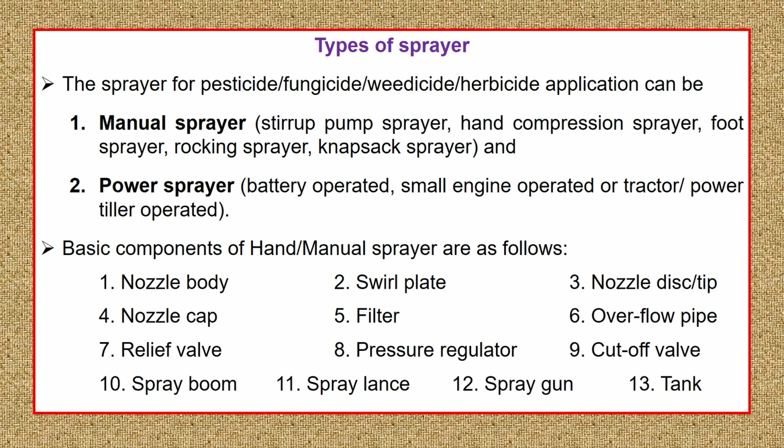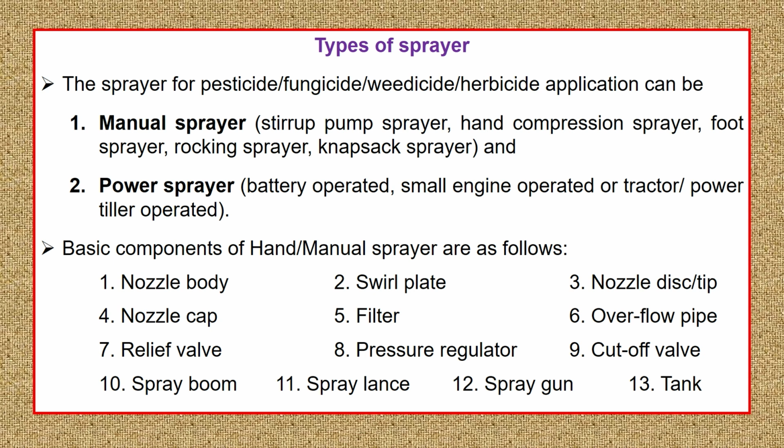Whereas power sprayers, as the name suggests, are equipped with some kind of mechanical or electrical power in order to build pressure in the compressor so that the chemical will be sprayed at high pressure onto the plants. Under the manual sprayer, it may be a stirrup pump sprayer, a compression sprayer, a foot sprayer, or a rocking sprayer or knapsack sprayer. In case of power sprayers, it may be battery operated, small engine operated, or tractor or power tiller operated.